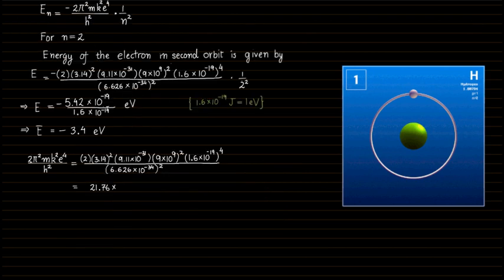So let's calculate this part first. Okay, let's write it down here. If I substitute these values, 2 is 2, pi is 3.14, m is 9.11 times 10 to the power minus 31, k is 9 times 10 to the power 9, e is 1.6 times 10 to the power minus 19, h is 6.626 times 10 to the power minus 34, and the respective powers. Now if you do this calculation, you will get 21.76 times 10 to the power minus 19 joules. Right?